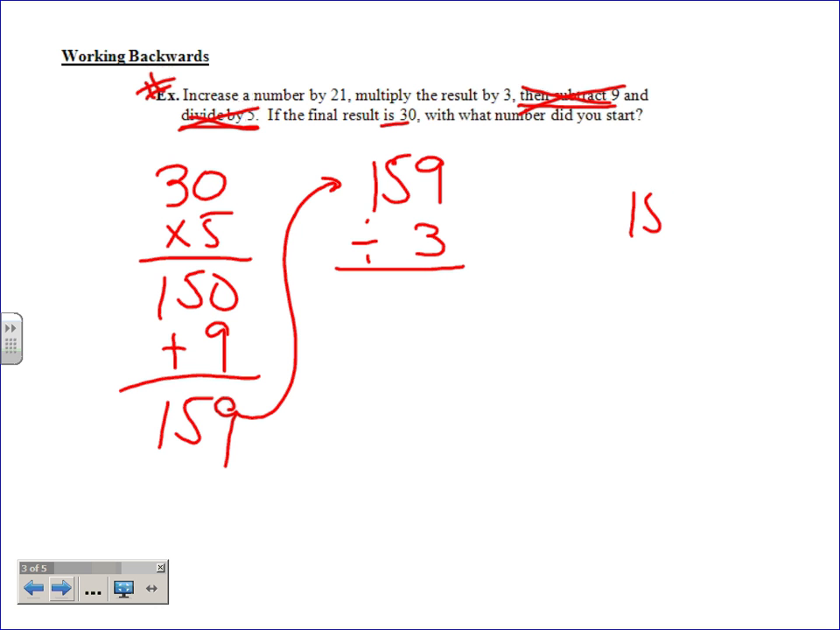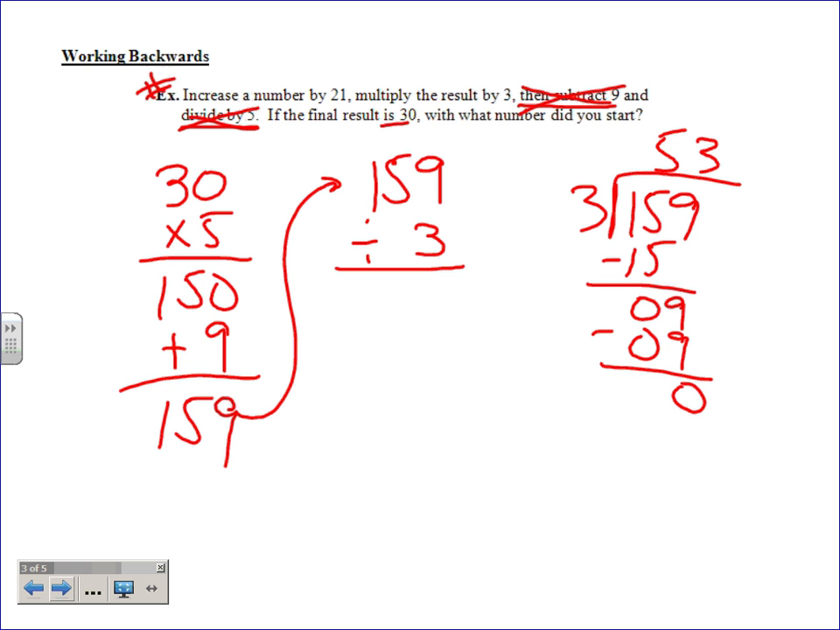Okay? And for those that have forgotten this skill, 3 goes into 1, doesn't. 3 goes into 15 5 times. Put the 15 down here, subtract. Bring down the 9. 3 goes in 3 times. It actually is exactly 9, so remainder 0. Right? So the answer is 53. So that's been undone.